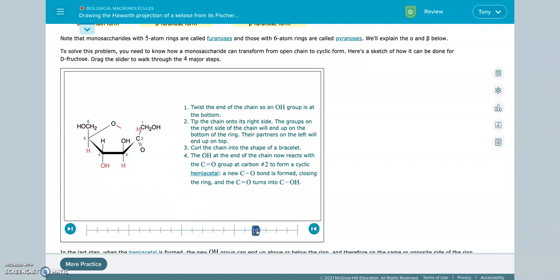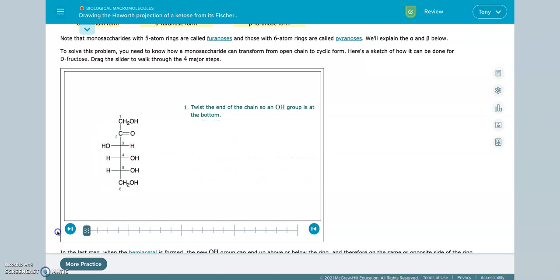And then in the last step, we're going to form that new carbon-oxygen bond between this carbon number 2 and this oxygen. We're going to form a new carbon-oxygen bond, and that hydrogen from this oxygen ends up over here to form a new OH group. And that's basically it. That's our completed Haworth projection.